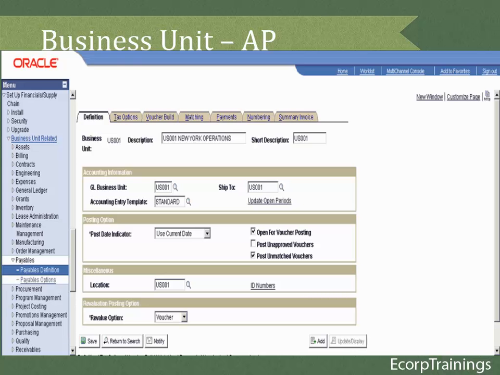In PeopleSoft Applications, a business unit is an organization, or organizational subset, that is independent with regard to one or more accounting or operational functions. Business units are flexible structural devices that you can use to implement PeopleSoft products based on how a business is organized. In PeopleSoft Payables, a business unit is defined as an independent transaction processing entity.